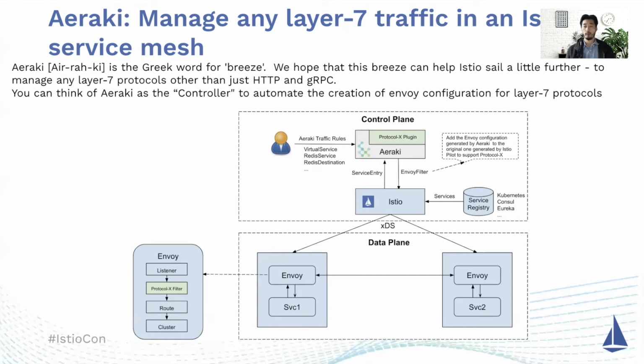Aeraki is a Greek word for breeze. You can think of Aeraki as the controller to automate the creation of Envoy configuration for Layer-7 protocols. Aeraki pulls service entries from the Istio service registry, translates the service entries combined with Aeraki traffic rules into Envoy configuration, and sends the configuration back to Istio through the Istio Envoy filter CRD. We hope that this breeze can help Istio sail a little bit farther, to allow Istio to manage any Layer-7 traffic other than just HTTP and gRPC.